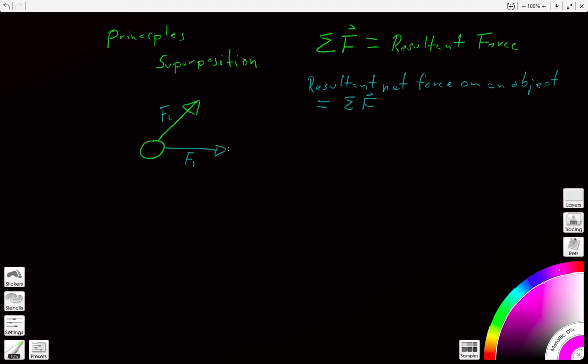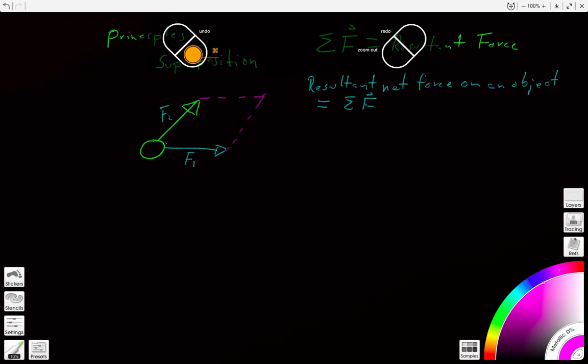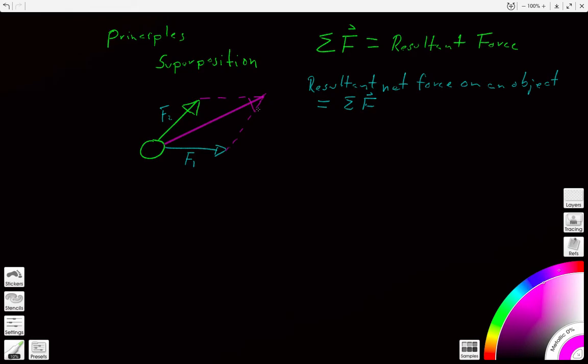So let's graphically add these two vectors. So using the parallelogram rule, so something like that, and something like this. Okay, so this is probably where these two vectors cross each other. So we have something like that. So this is my resultant vector. So let's call this FR.